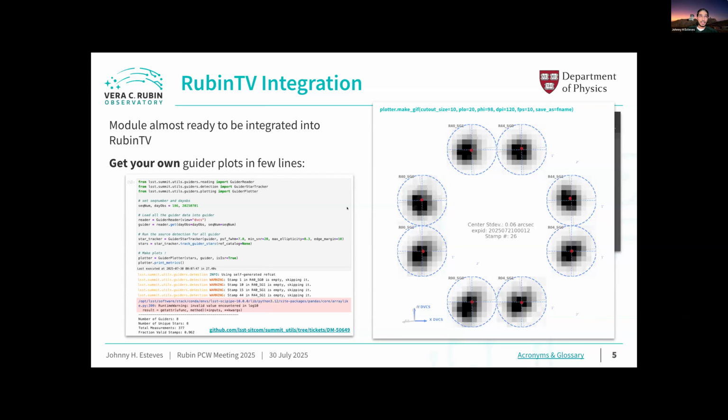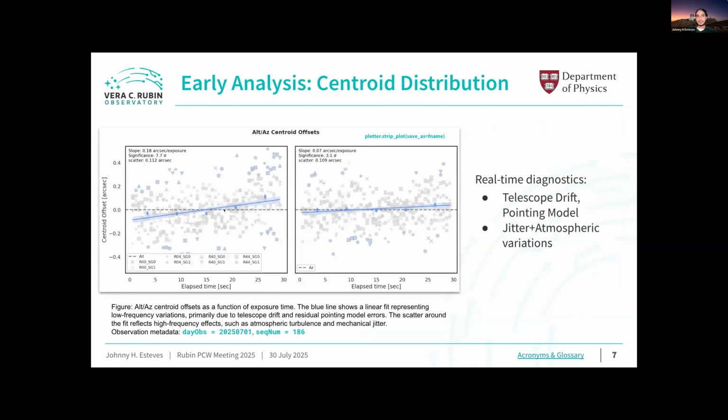These GIFs are going to be produced for every image. Although it's not integrated into Rubin TV yet, you can already make these plots by downloading the Summit tools and this branch, and with a few lines you can start making the plots.